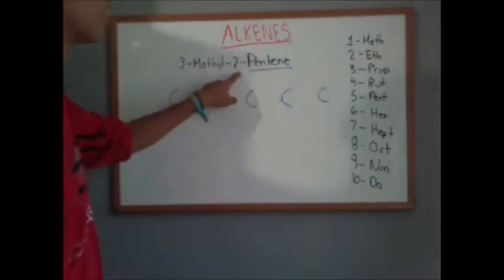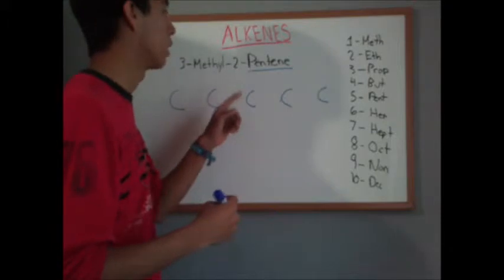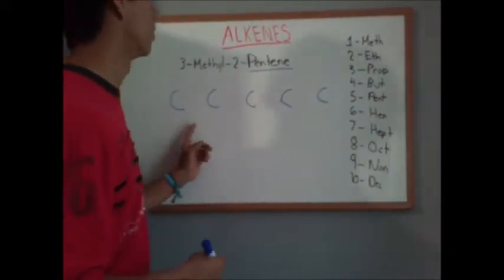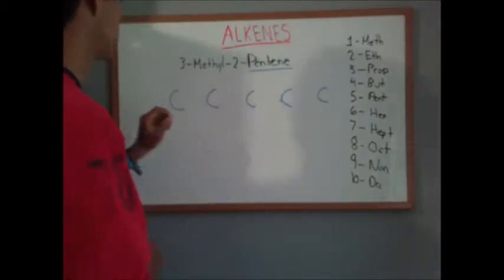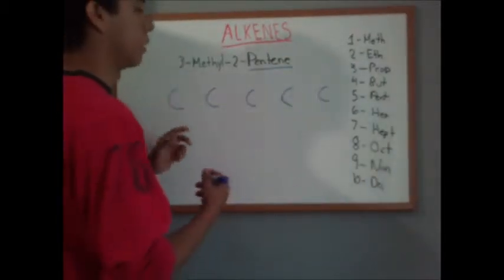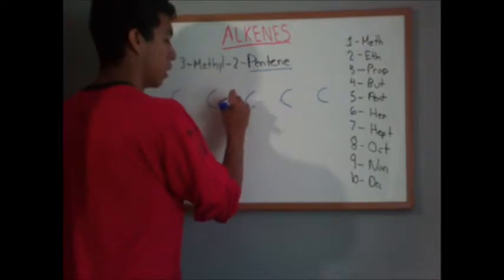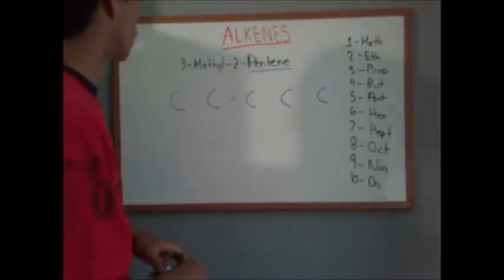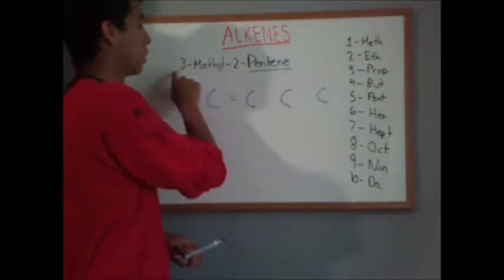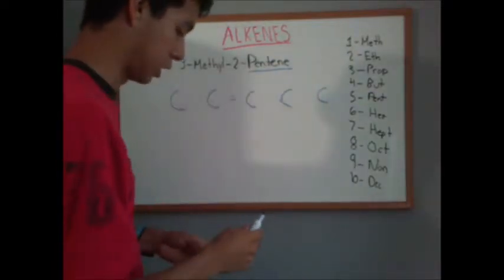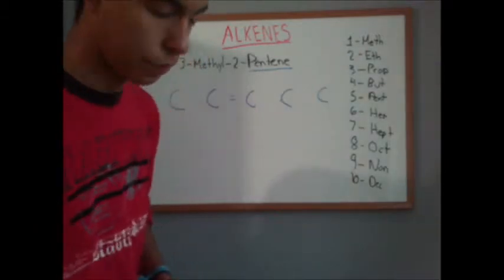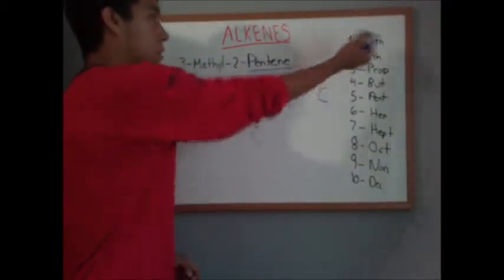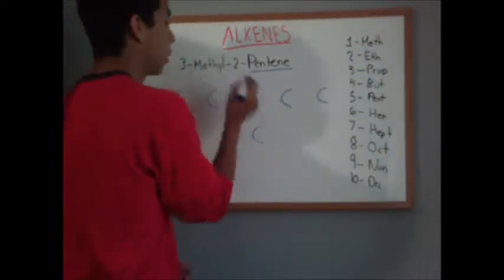Okay, this number gives me the location of the double bond, and this is the second carbon. I want to start from here, not from here. So I know now that the double bond is here, which is the carbon 2 and 3. Okay, then we're going to focus on the substituent. The substituent is a methyl in the carbon 3. Here we have 1 carbon because it's meth, the prefix one, methyl, in the 3 carbon.